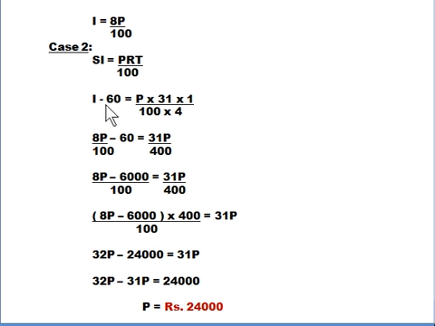How did it come? In place of I have substituted the value from case 1. That is 8p upon 100 was substituted in place of I. So it becomes 8p upon 100 minus 60 on the left side, and on the right side we have 31p upon 400 on simplification. Once you solve it, the only unknown term is p. So the value of p will be easily calculated and it comes equal to rupees 24,000.